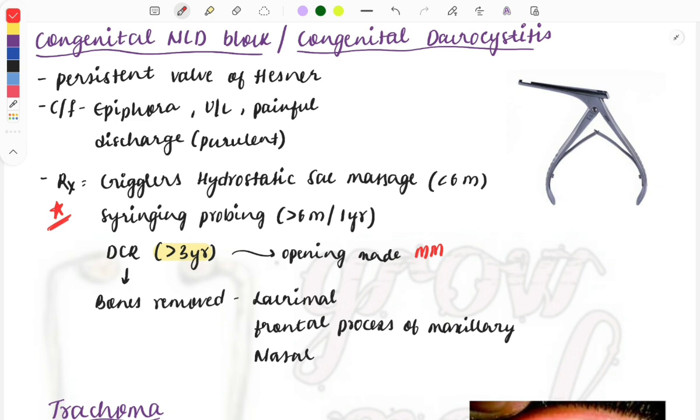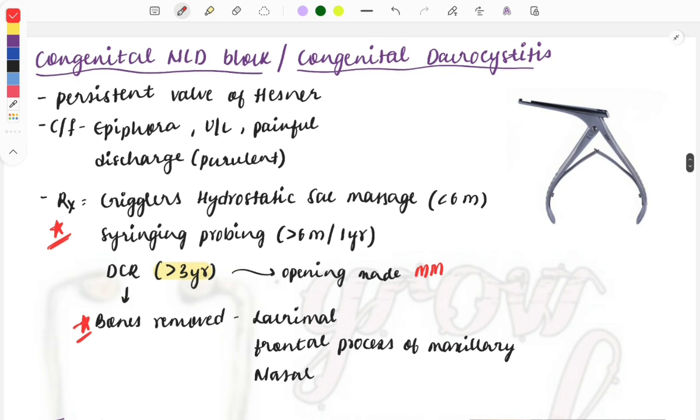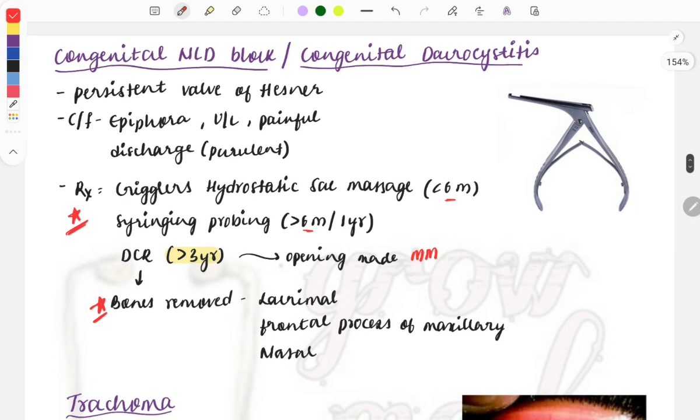And then a question in the last FMGE asked which bones are removed in the DCR. It is the lacrimal bone, the frontal process of the maxilla, and the nasal bone. So these bones are removed in this surgery, and you need to remember these ages, in which age we will be doing which treatment. And this one is the image of the instrument used for the DCR. Questions are asked giving this image, asking for which of the following surgeries we will be using this instrument. Okay, so these were the points which you must remember from nasolacrimal duct blockage.